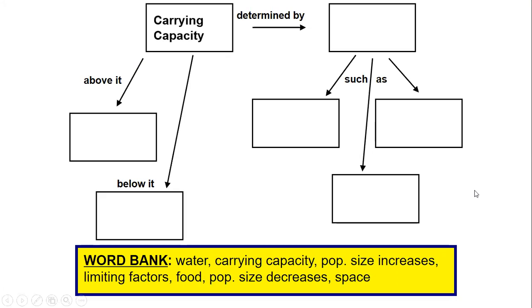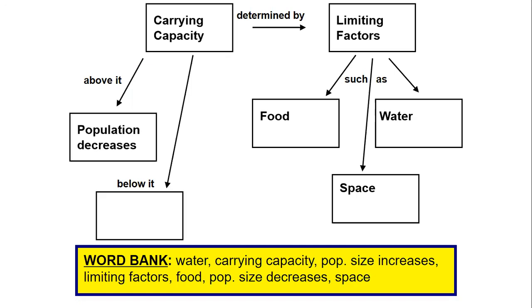Hopefully you know we start with carrying capacity. And then carrying capacity is going to be determined by limiting factors. That's what we did today. What are examples of limiting factors? Food, water, space. So carrying capacity is determined by limiting factors. How much food, water, and space does a particular population have? Carrying capacity. When it's above it, the population decreases. Carrying capacity. When it's below it, the population increases.